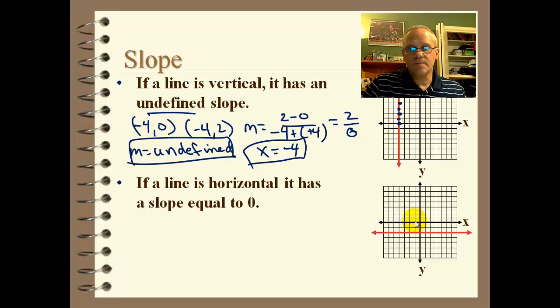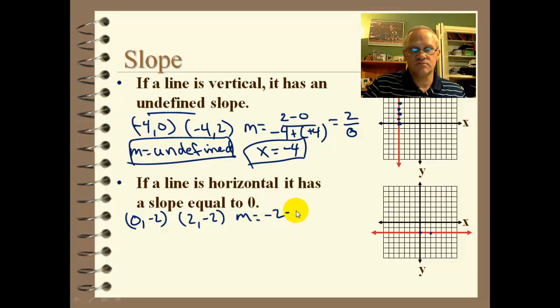Okay, so another special situation, let's look at these points here. This point right here is (0, -2). So we have (0, -2). And then let's pick another one here. How about (2, -2)? So here's 2 points on the line. Let's do the slope here. I've got negative 2 minus a negative 2. And then 2 minus 0. Minus a negative is really plus a positive. So this ends up being 0 over 2.